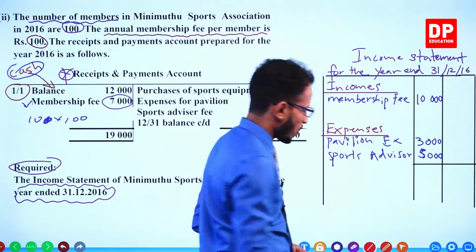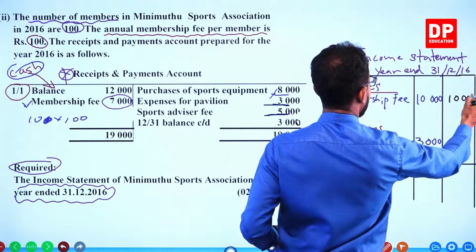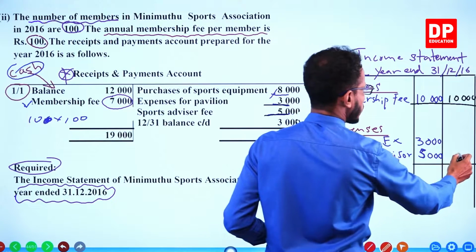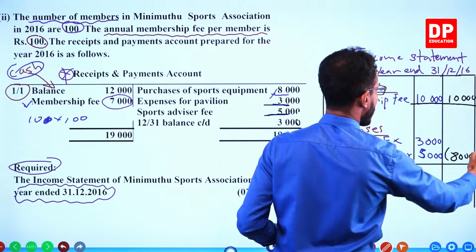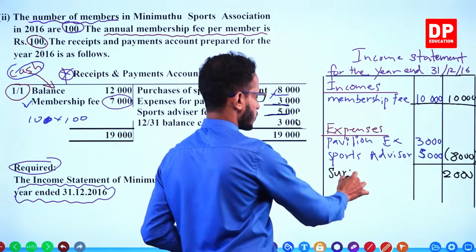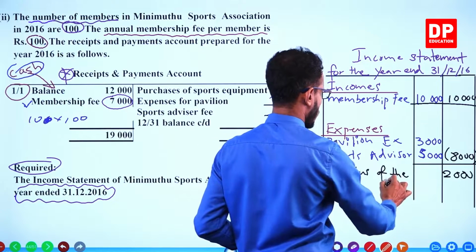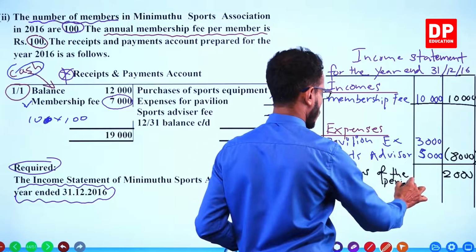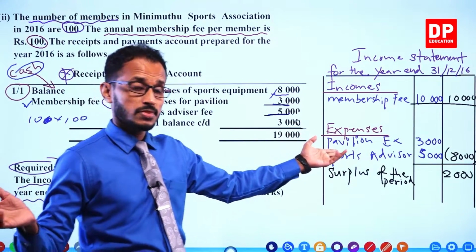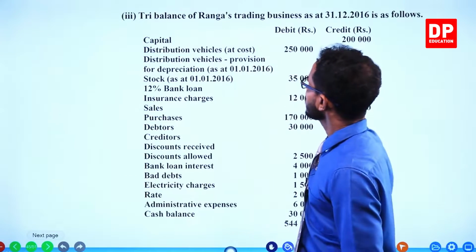It's such a simple income statement. 10,000 is the total income. Out of that, expenses 8,000. 10,000 minus 8,000, 2,000. This is the surplus of the period. Surplus of the period, 2,000. Done. Finished. Moving on. Third part.